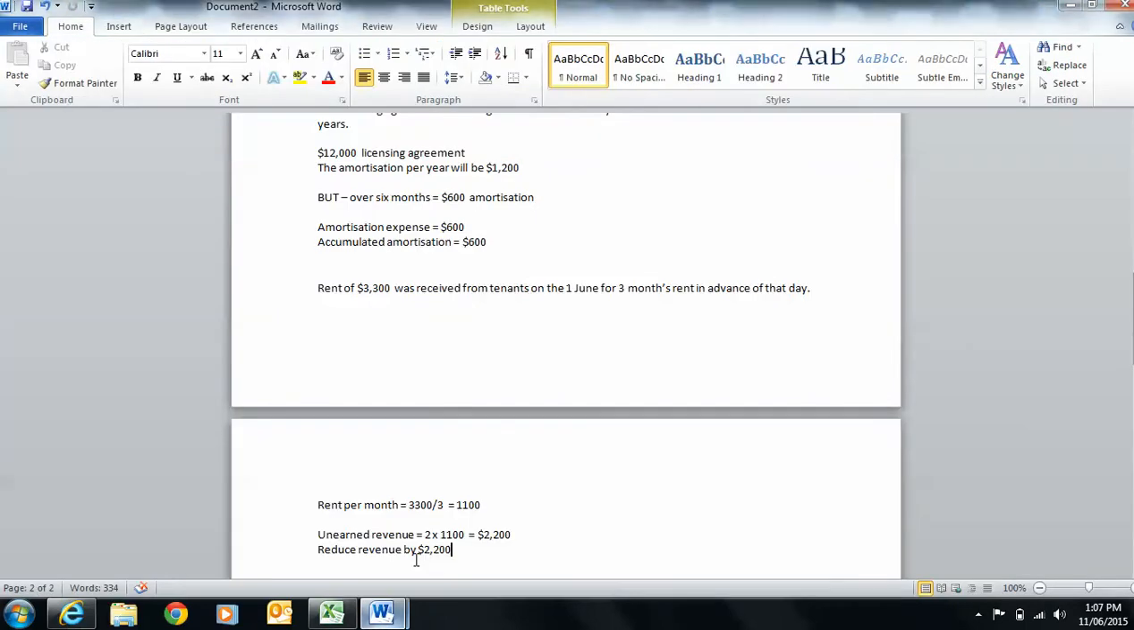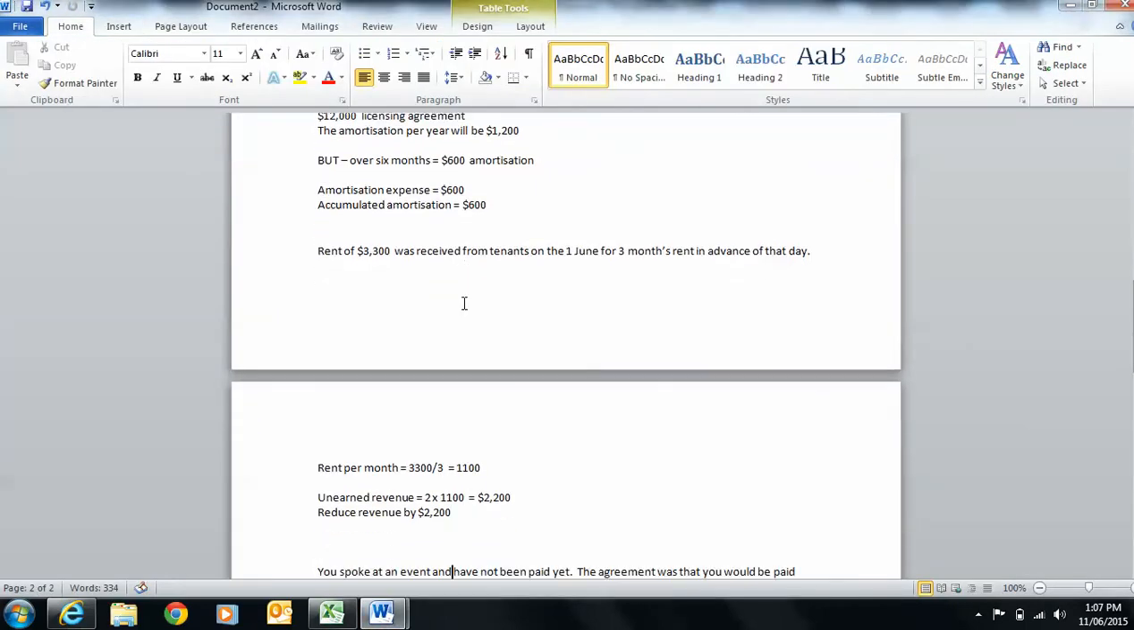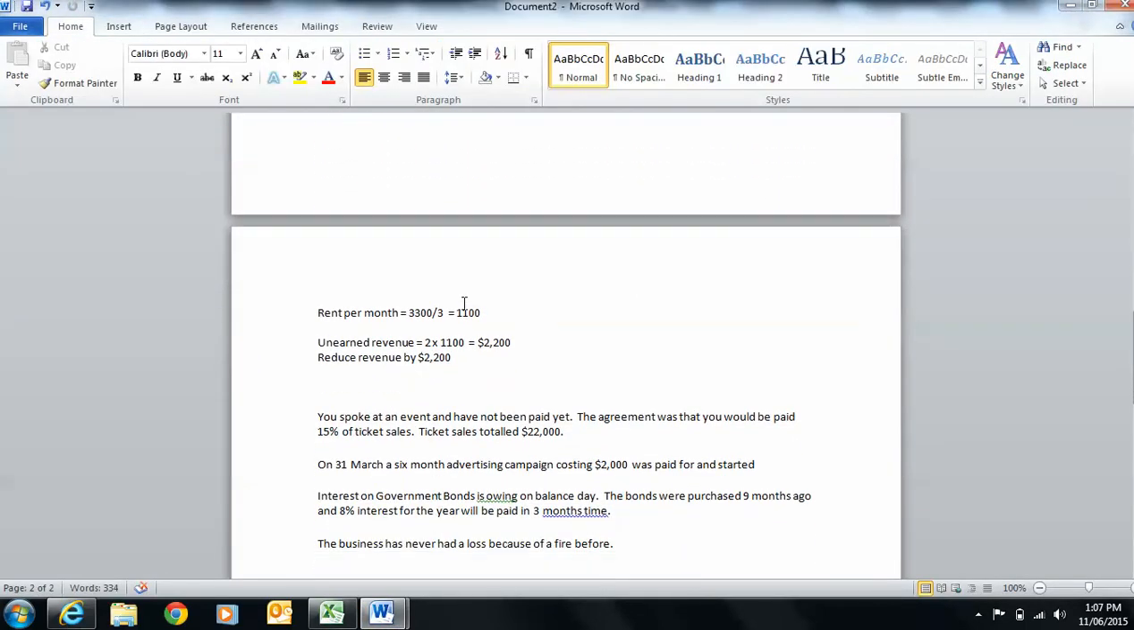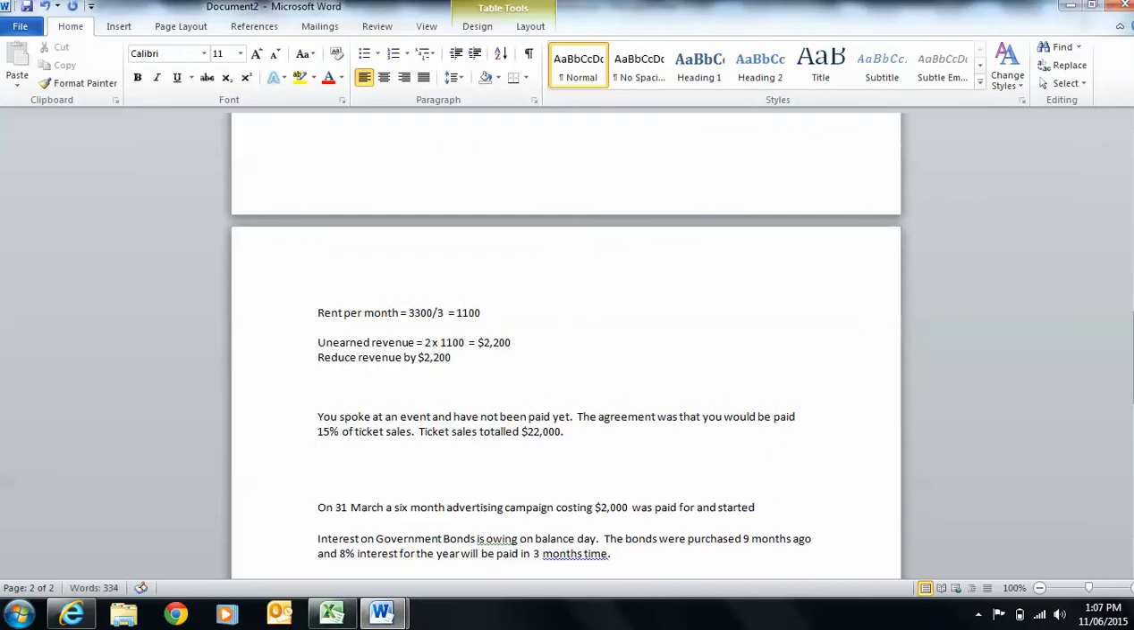Okay, we're getting well through this. There are 4 things to go. Spoken event and have not been paid yet. The agreement was that you'd be paid 15% ticket sales for $22,000.